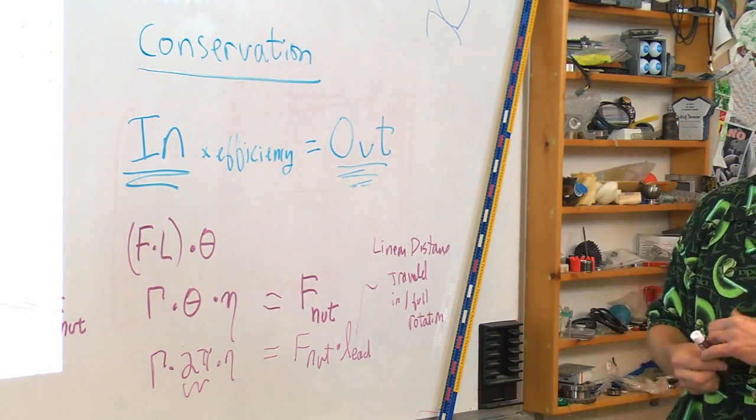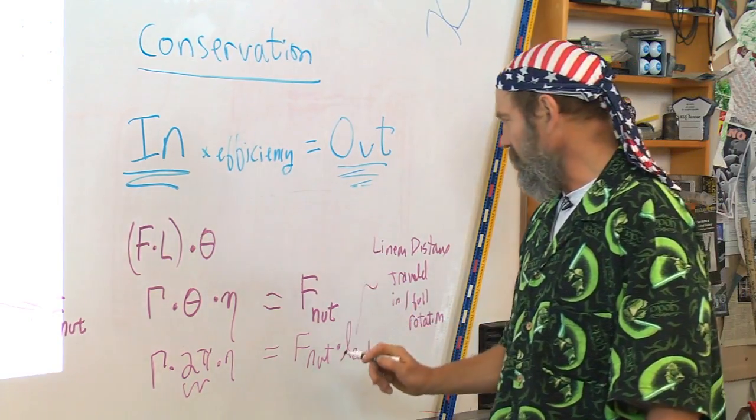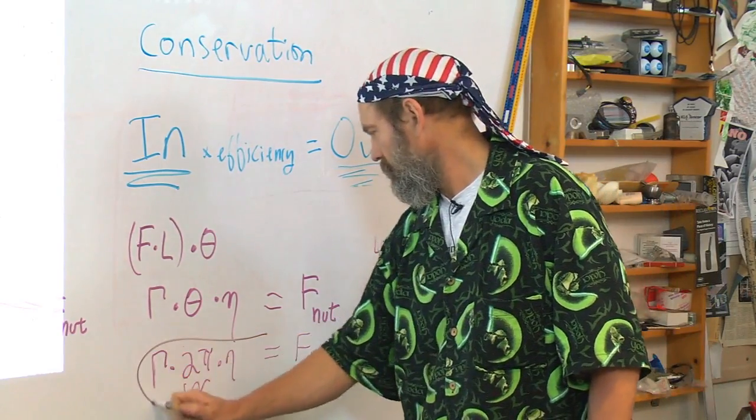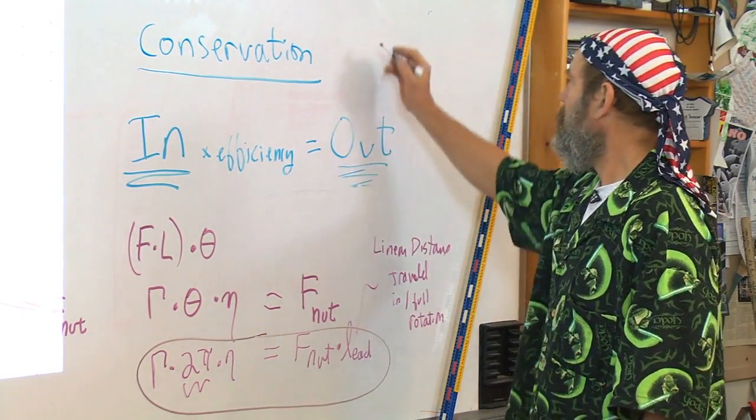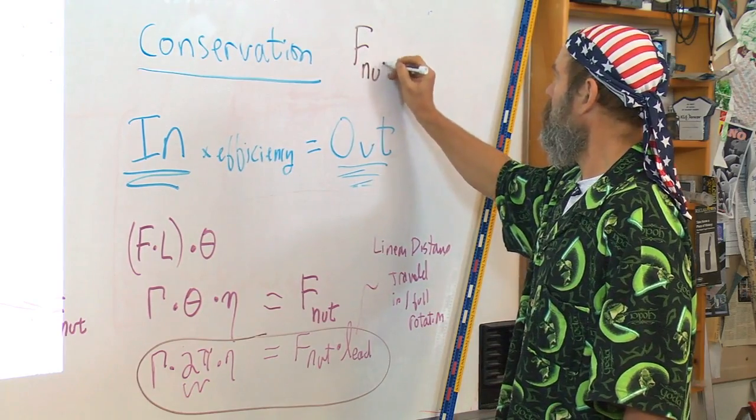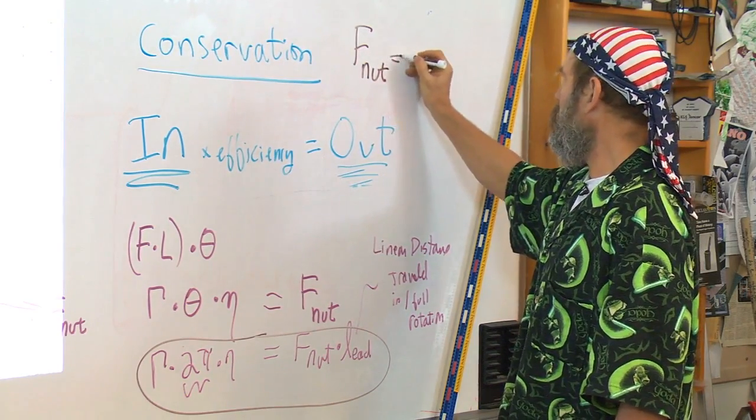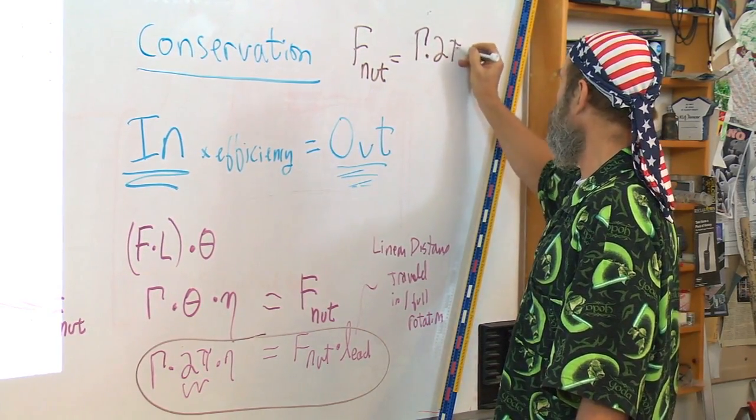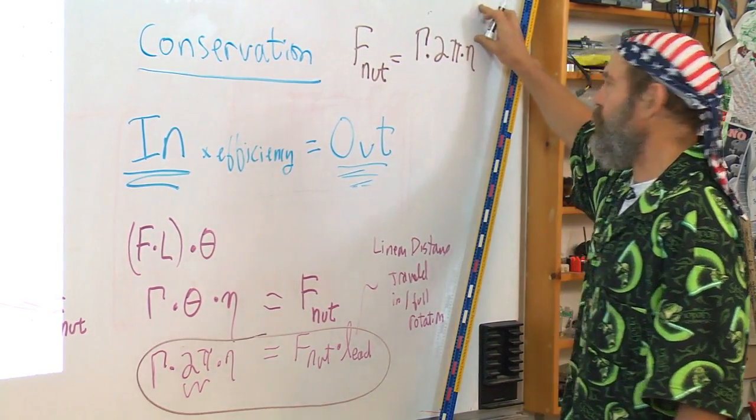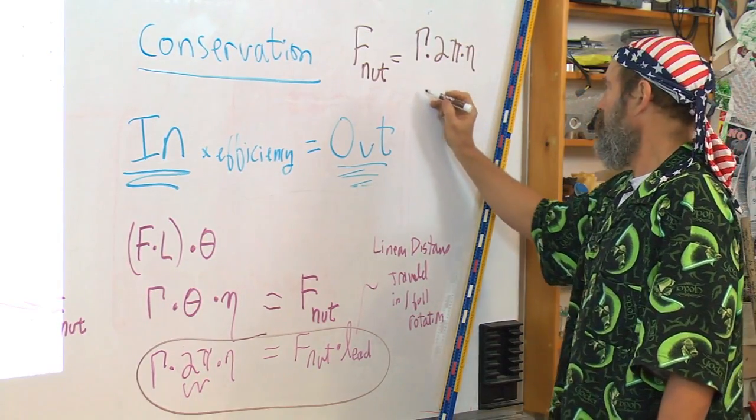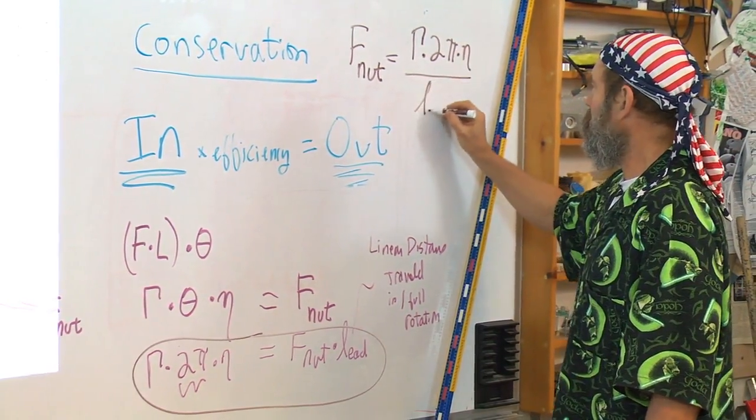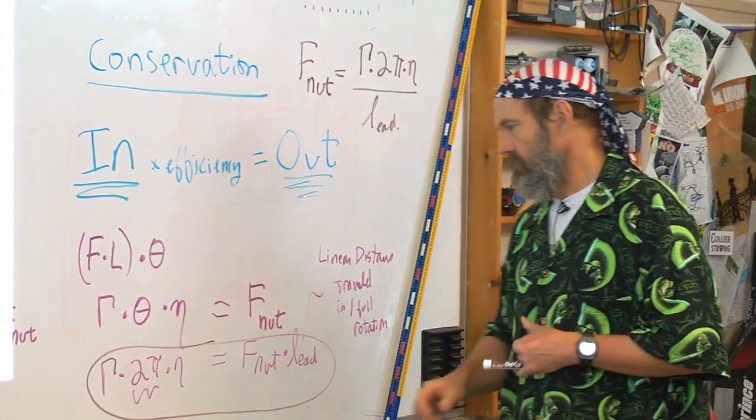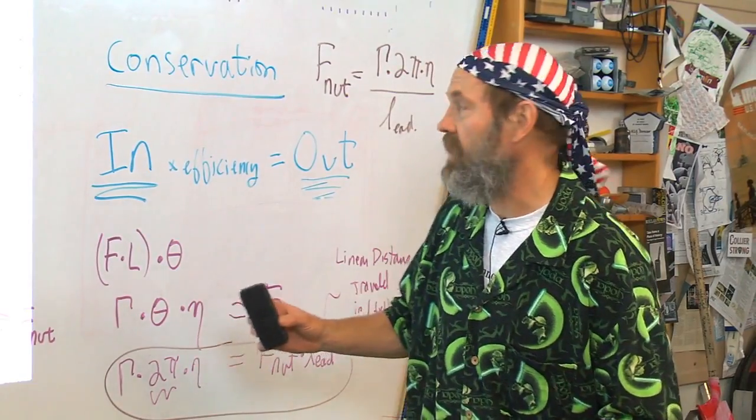So by applying the conservation of energy, I can very easily solve for the force on the nut that I get out equals the torque I put in times 2 pi times the efficiency. This comes from the friction in the system, divided by the lead. Let's put some numbers in it. What can you do with this?